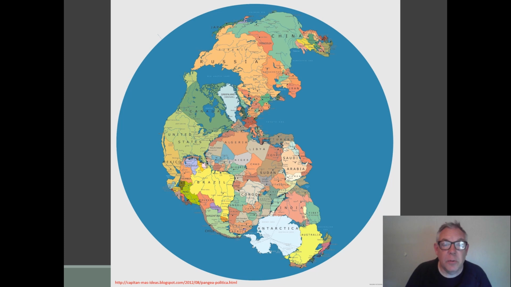And of course, you can see how Africa, North America, South America were all just right next to each other. They all fit together like a puzzle. If you've ever looked at a globe and thought, wow, these things look like they should all fit together like a puzzle. Well, they did.